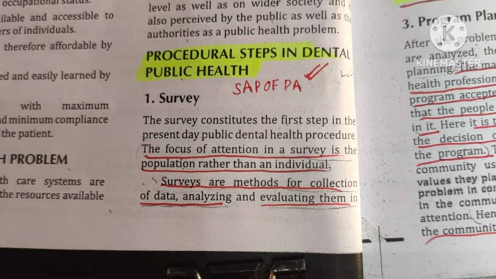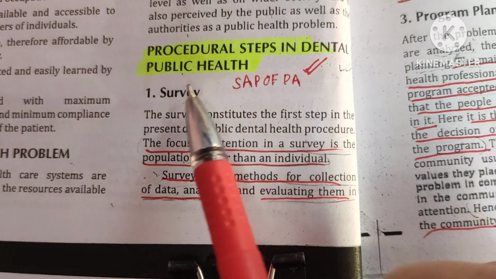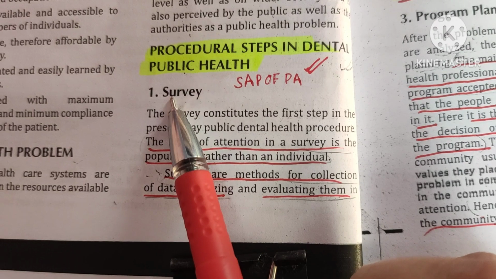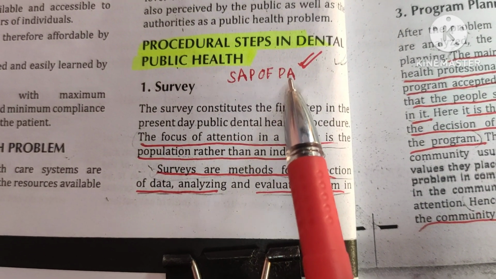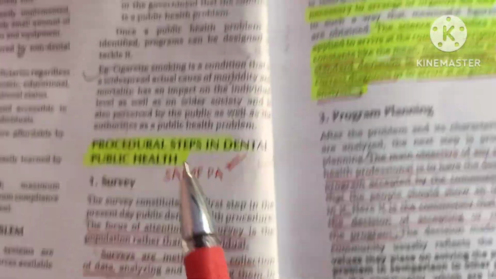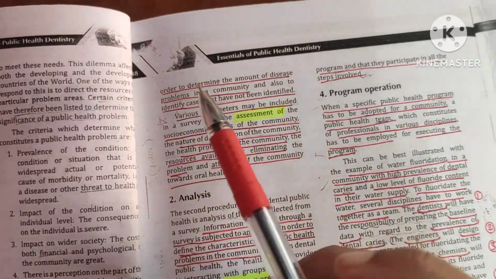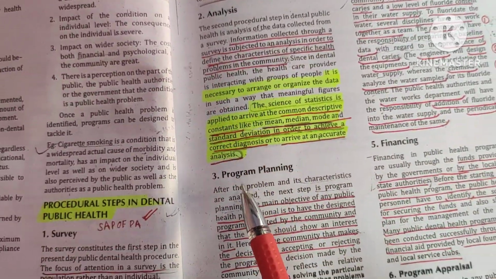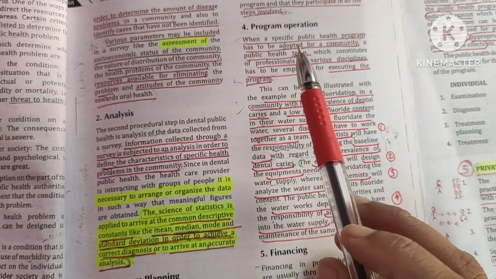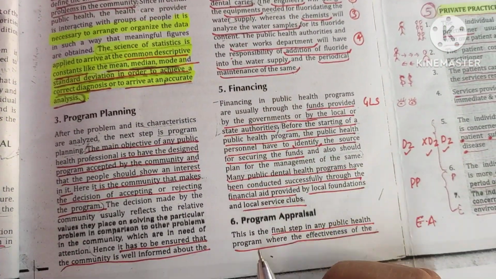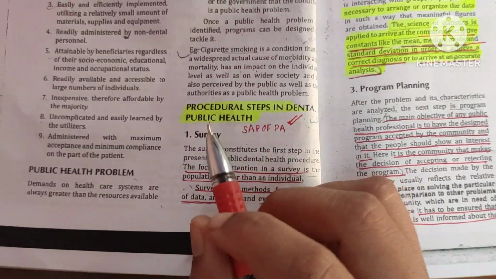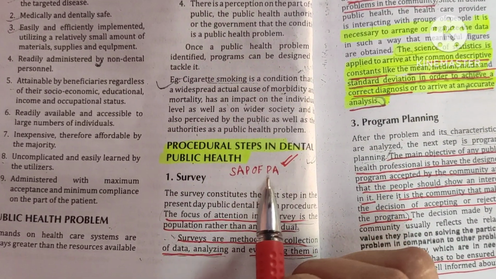Hello everyone, today we'll be studying the procedural steps in dental public health. There are a total of 7. We'll be studying them according to a mnemonic, which is SAP of PA. S means the survey, A means the analysis, P means program planning, O means the program operation, F means financing, and PA means program appraisal. So it's SAP of PA.